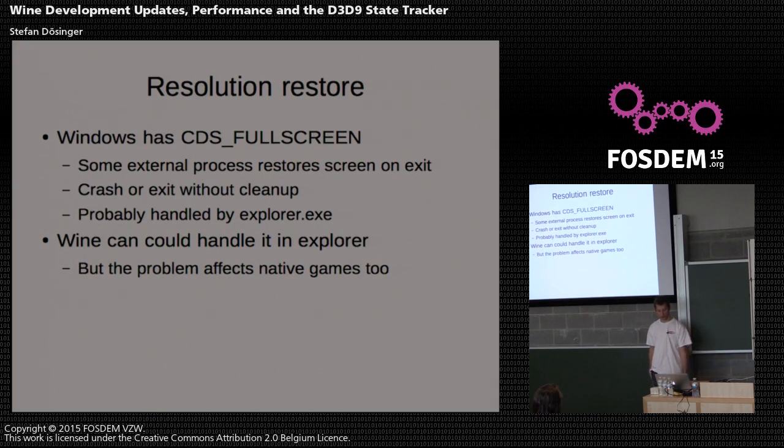Completely different from OpenGL is what to do with resolution changes when the game crashes. Windows has a flag for ChangeDisplaySettings that allows the games to tell Windows to restore the resolution when they exit. So some games just set this, and when they are done playing, they just quit by calling the C exit function, or they call ExitProcess, and then the external process restores the screen resolution. Technically, we can handle it in Wine ourselves, because we also have some processes that manage the screen. But this is a problem that also affects Linux native games. So if you start Tux Racer, it changes the resolution and then you kill it, it will leave your screen with a changed resolution. So that may be something to think about for XRender, for the next XRandR resize and rotate extension.